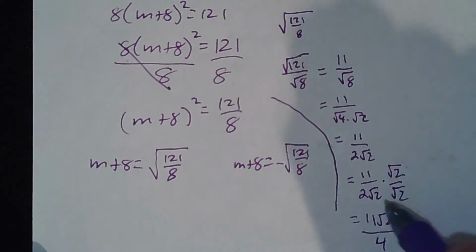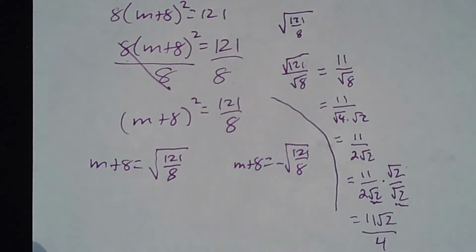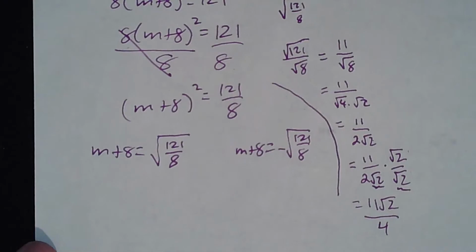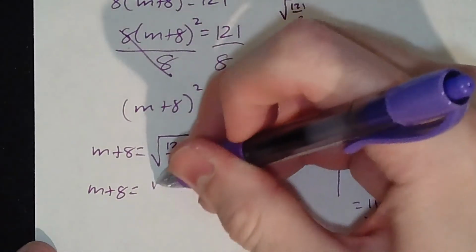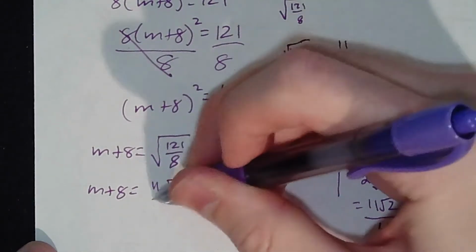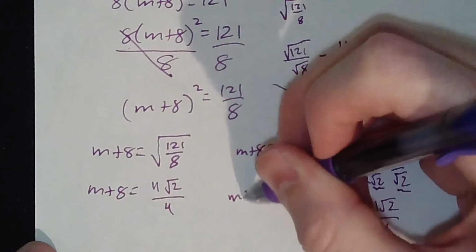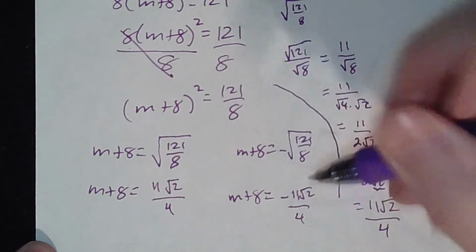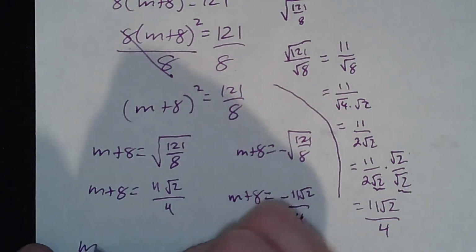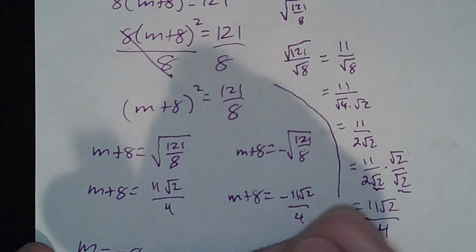Because 2, and remember that this guy combines with this guy. If you're struggling with that step, want to go back to one of the earlier videos to deal with that guy. Finally, we can rewrite this. And we got 11 square root of 2 over 4. And m plus 8 equals negative 11 square root of 2 over 4. Finally, subtract the 8, and we've finished this question.